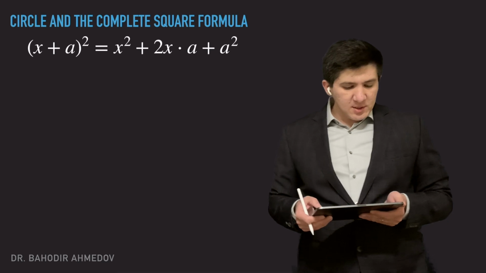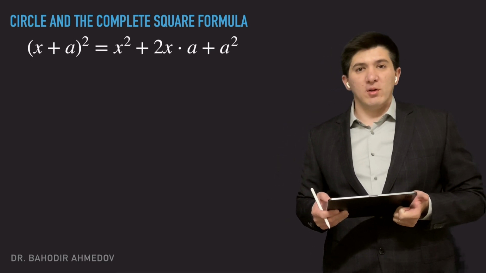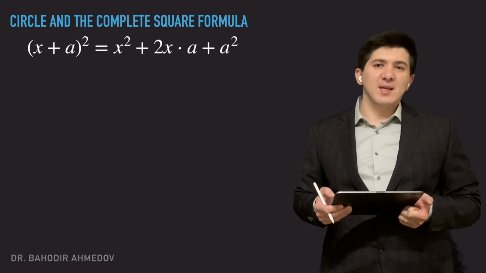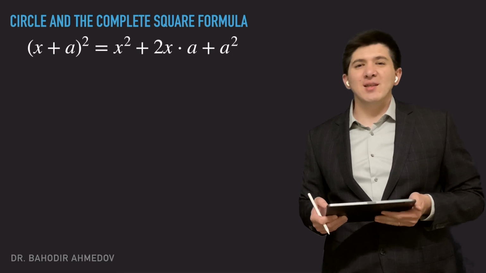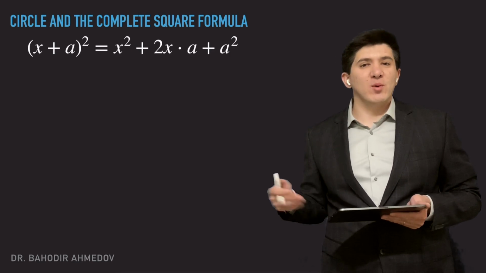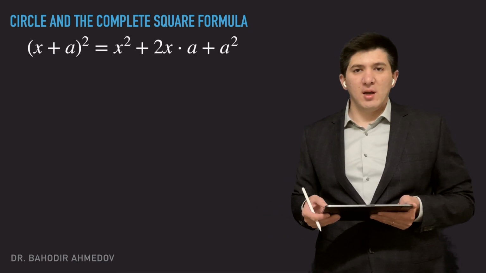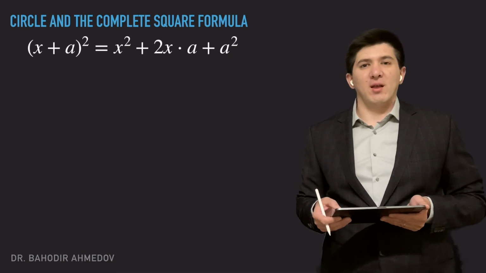Cool. So you see, when you're given the equation of a circle in this form, x minus a in the square plus y minus b in the square, then it's easy for us to sketch the graph of a circle and identify the center and so on. But usually the equation of a circle is going to be given differently.